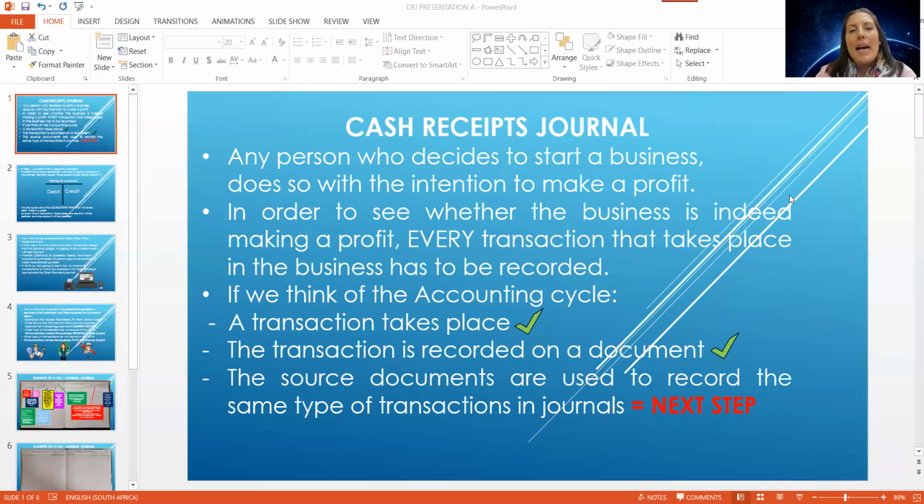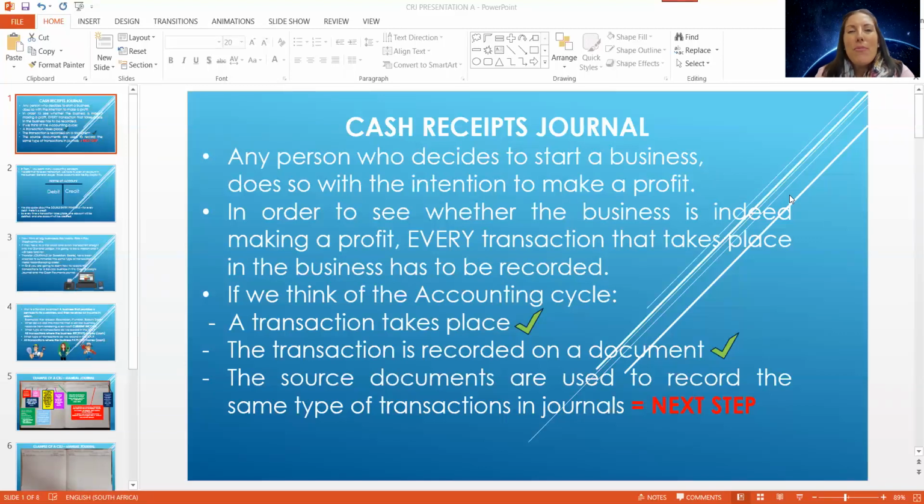Right, grade 8. Today we're going to look at how to record transactions that take place in the business in the cash receipts journal. Now, just to give a little bit of background, we've spoken about a number of things already this term and in term 1 with regards to a person or an entrepreneur wanting to start his or her business. And obviously we know that anybody who starts a business does so because he or she wants to make a profit.